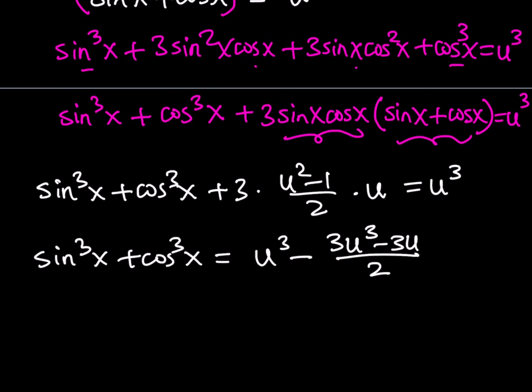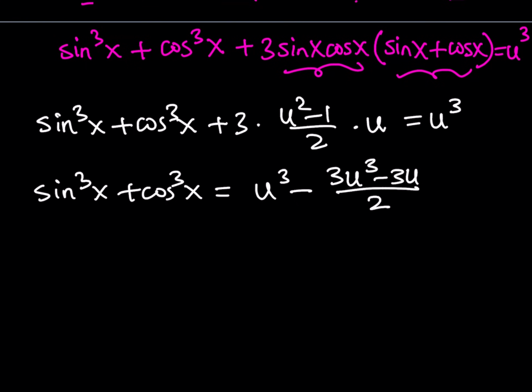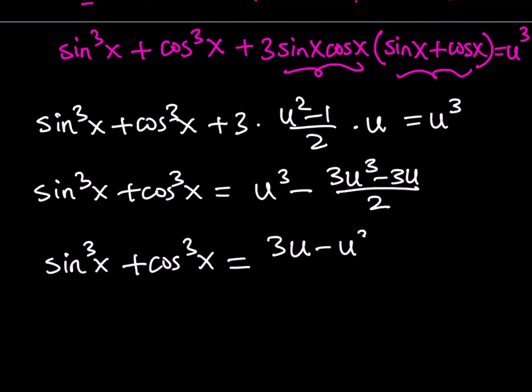Of course, we can do a little bit of work here because you can make a common denominator. Let's simplify this a little bit so it looks nicer. Sine cubed x plus cosine cubed x is equal to 2u cubed minus 3u cubed over 2. That's going to give me a negative u cubed. But then I'll have a 3u, so I can write that first: 3u minus u cubed divided by 2. So that is my expression for sine cubed x plus cosine cubed x.